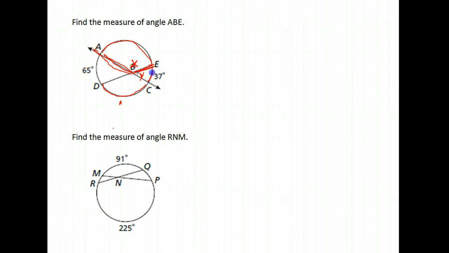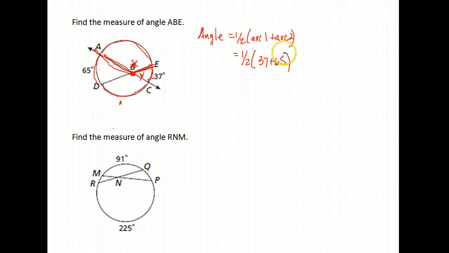That angle's vertex is inside the circle, not on the circle, so I know the angle is equal to 1/2 of the two arcs added together: the arc in front of the angle and the arc back behind it. That would be the arcs of 37 degrees and 65 degrees. So I add those together. 37 plus 65 gives me 102.